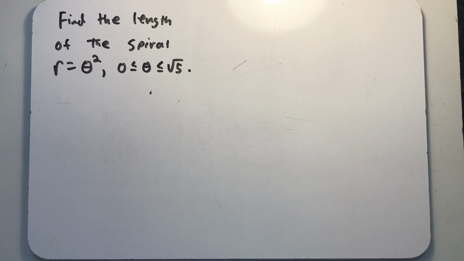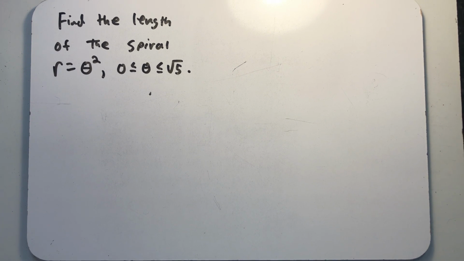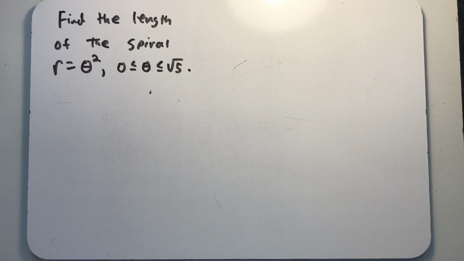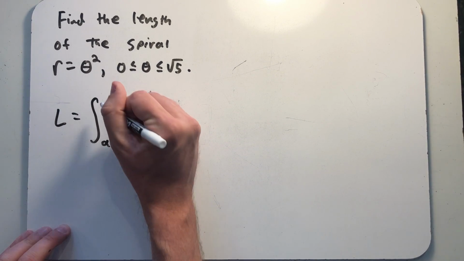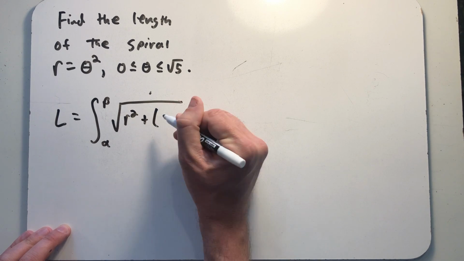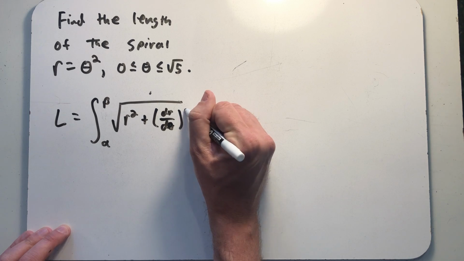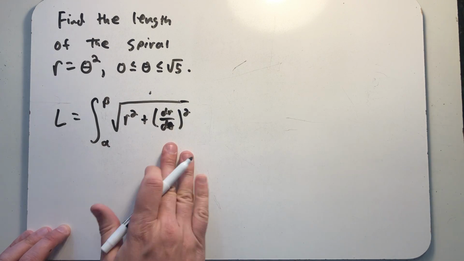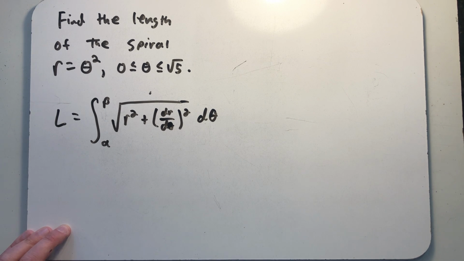I've been asked to find the length of the square spiral, r equals theta squared, where theta is between 0 and the square root of 5. Well, this requires us to know an arc length formula here in polar coordinates. We derived this in class, but the trick is to treat our polar function as a parametric function, and then we can simplify the arc length formula we know in parametric form to this.